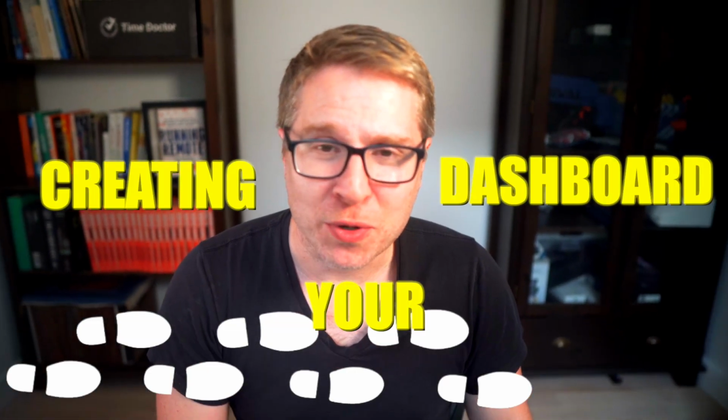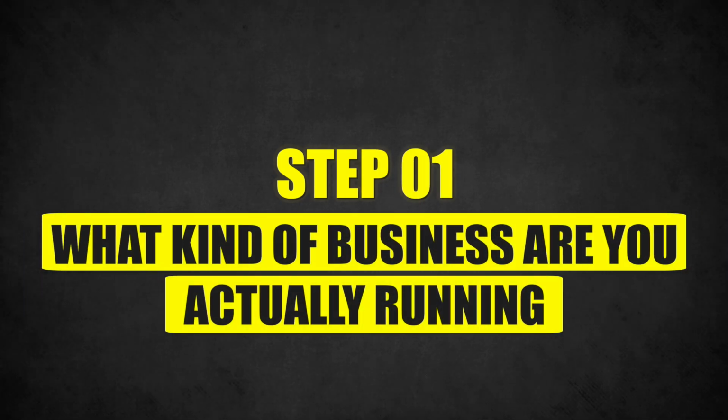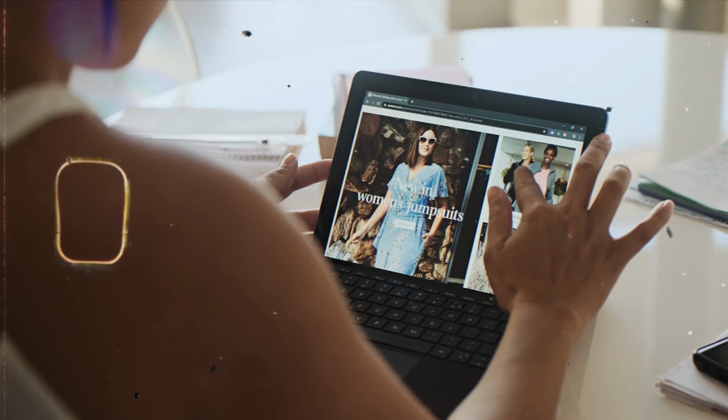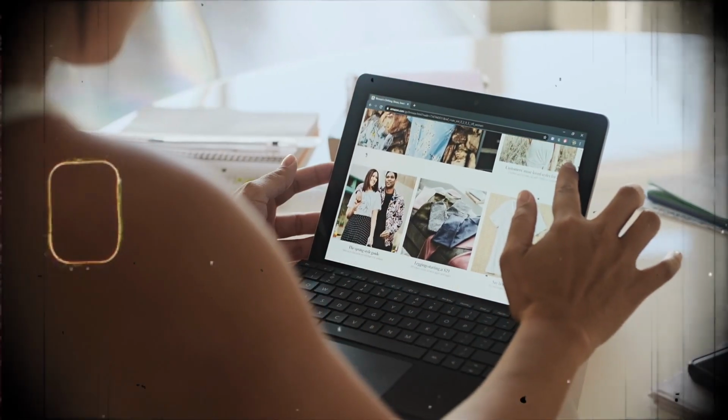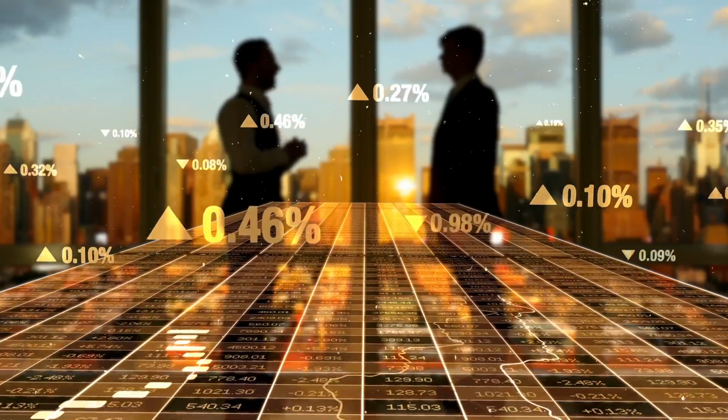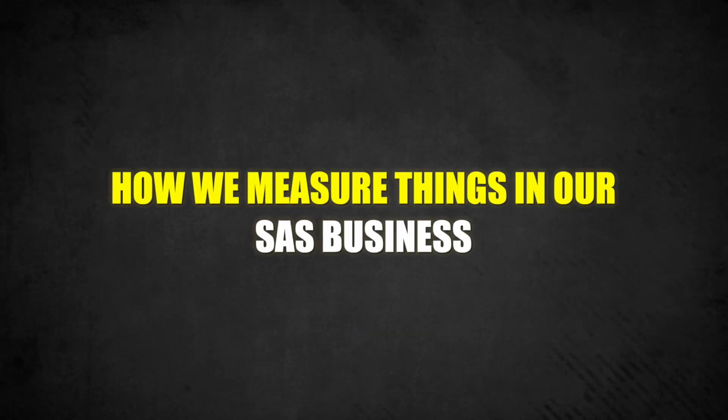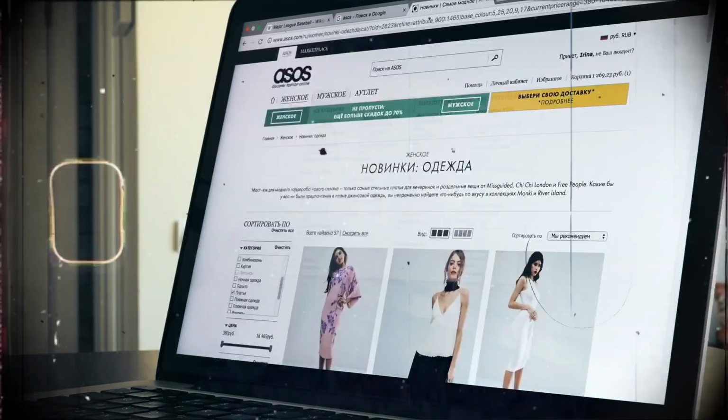But let's get into the step-by-step process of creating your dashboard. Step number 1 is, what kind of business are you actually running? So SaaS, as an example, which is what Time Doctor does, may be very different from an e-commerce website. What we measure inside of our SaaS business is very, very different from other types of businesses. I'm going to take you through how we measure things in our SaaS business, and you can pull some ideas out of that, obviously. But if you're running an e-commerce website, as an example, the metrics are going to be significantly different.